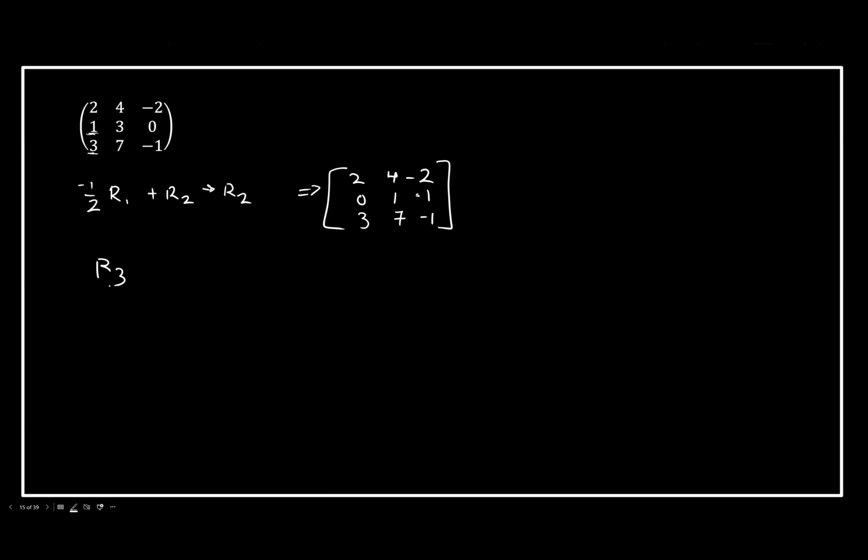R3 minus, I'll do it in the same kind of format. So we'll do negative 3 halves R1. Now we're basing it off the matrix we just got. Yes, we're basing it off of this one, right? Because we have to use the matrix that we have. This one is still using row 1, so it's kind of the same either way. And then we'll assign that to row 3.